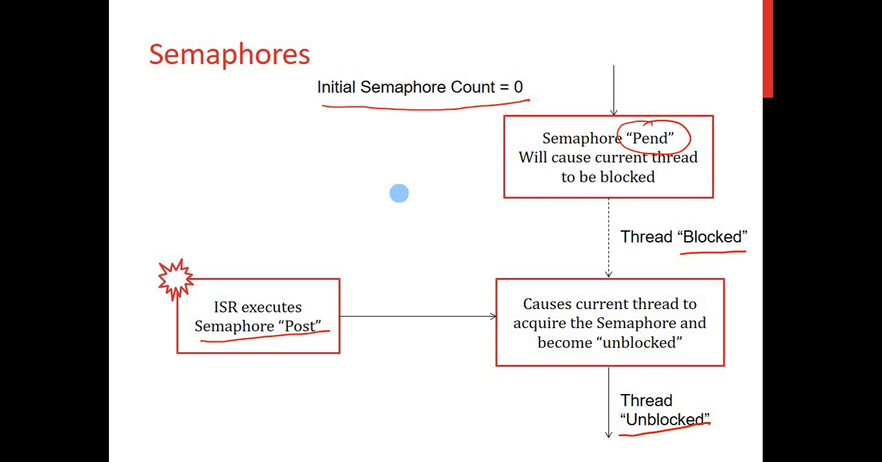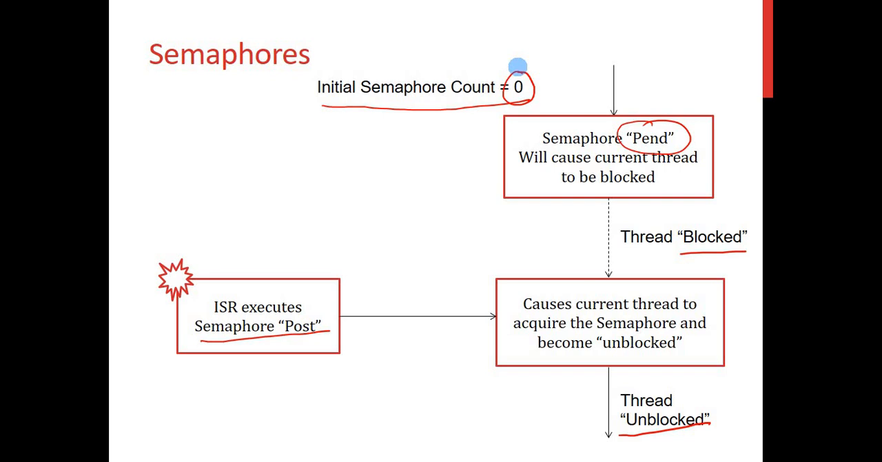Yes, so this is another example, same idea, with the explanation of how things work. You can see here that my initial semaphore count is 0. When my semaphore count is 0, it means there are no more resources available. When a task tries to take a semaphore, it will cause the current thread to be blocked because I have 0 semaphore, which means there are no resources to actually allocate to the task. So in this situation, I will get blocked until somebody posts a semaphore.